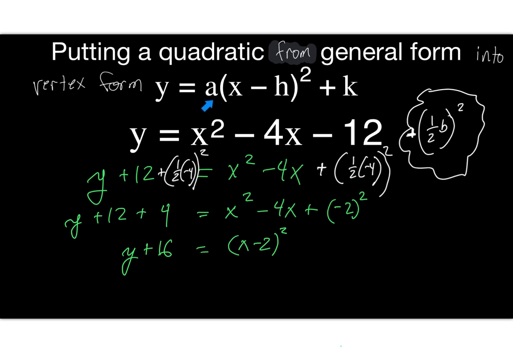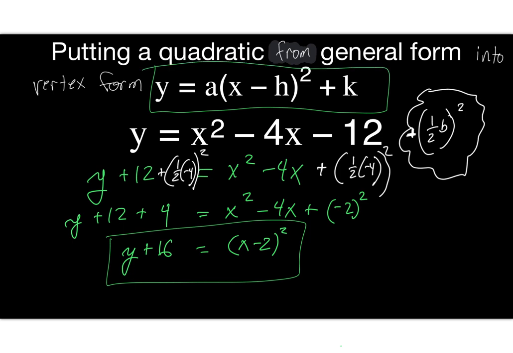This and this are almost the same. I'm actually going to leave it in this form right here. I prefer this. Some books will say this is vertex form. I prefer this one as vertex form. You can do either one. What do I mean by vertex form?